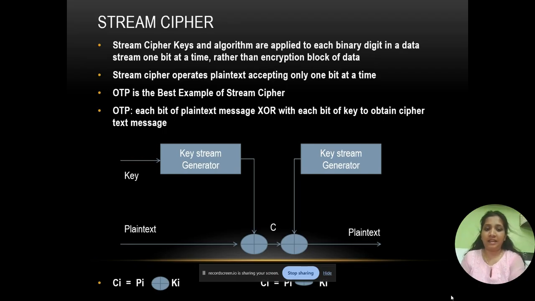So let us see what is a stream cipher. In a stream cipher, keys and algorithm are applied to each binary digit in the data stream, one bit at a time, rather than encryption of a block of data. Stream cipher operates on plain text accepting only one bit at a time. OTP is the best example of a stream cipher. In OTP, each bit of the plain text message is XORed with each bit of the key to obtain the cipher text message.